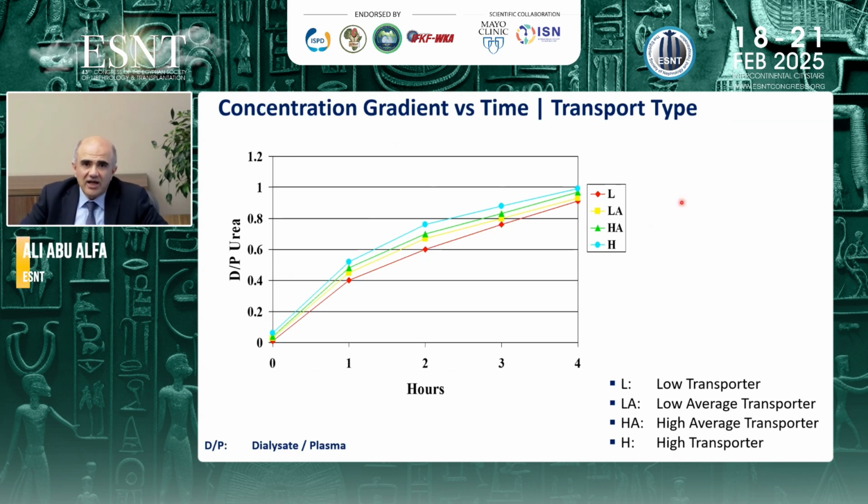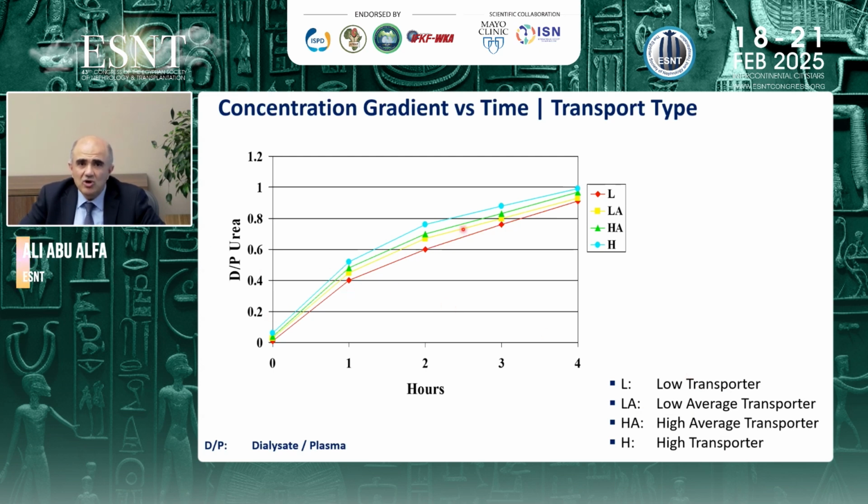This is by transport type using the Twardowski PET classification. What does that mean? Low transporter means it doesn't move urea or creatinine very quickly, so the concentration doesn't go up very fast. High transporter, it moves very, very quickly and it saturates very quickly. Most patients are between low average and high average, probably about 70-75%, and the rest are on the other sides of this median. Here we go.